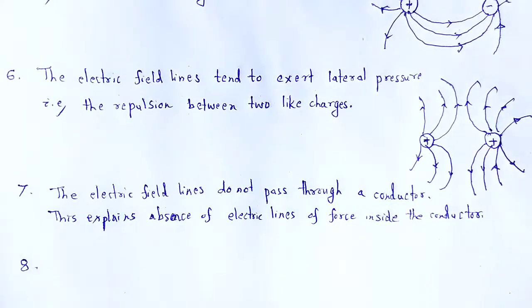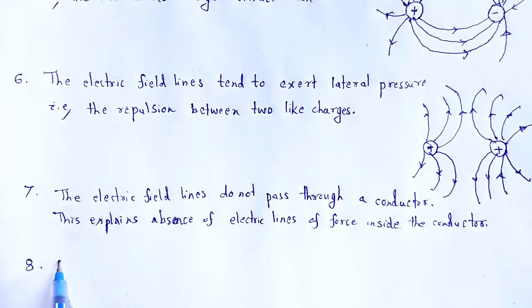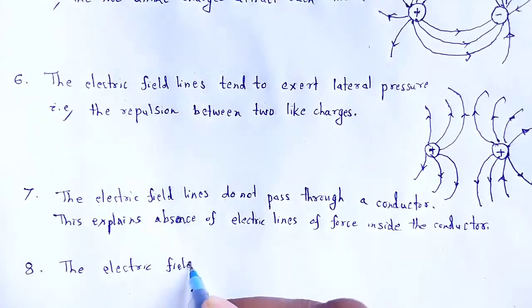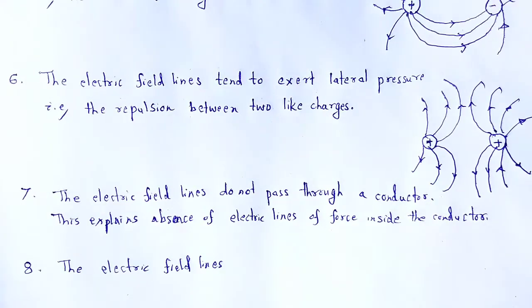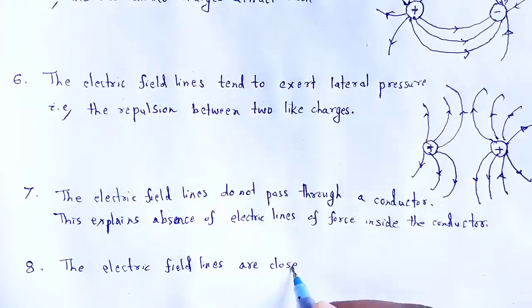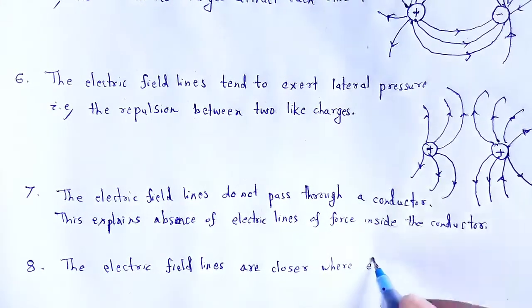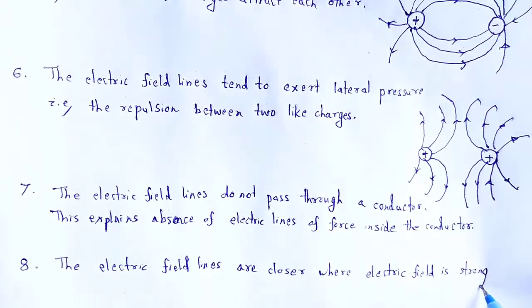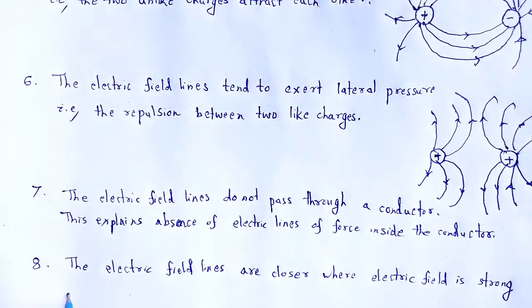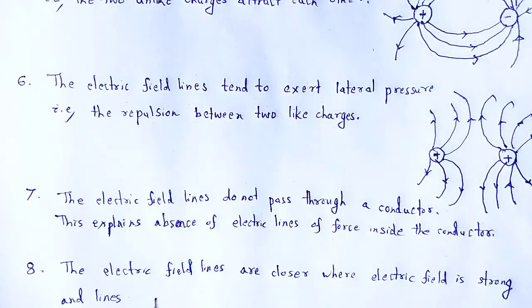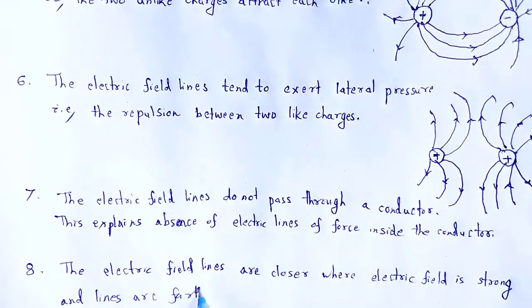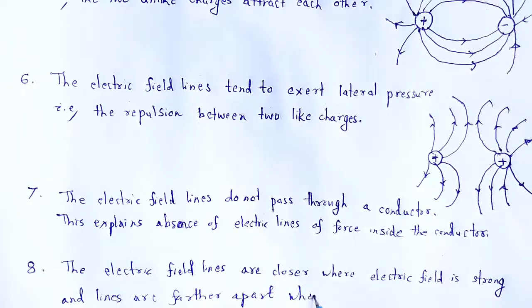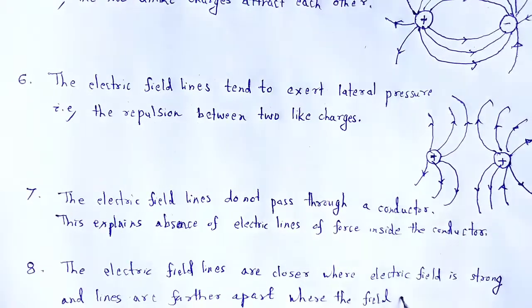So, here we write: the electric field lines are closer where the electric field is strong, and lines are farther apart where the field is weak.